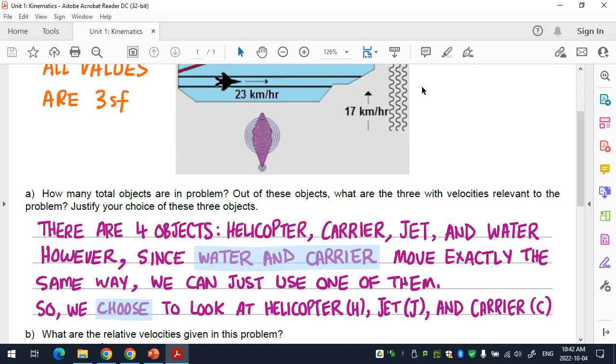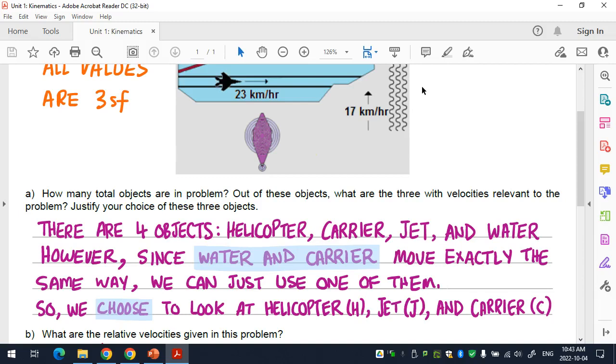So I said, since water and carrier exactly move in the same way, we can just use one of them. So we choose, which means it's completely up to you. We choose the helicopter, the jet. Those are the first two that have to be chosen by everyone. The third one, I went with the carrier, capital C.